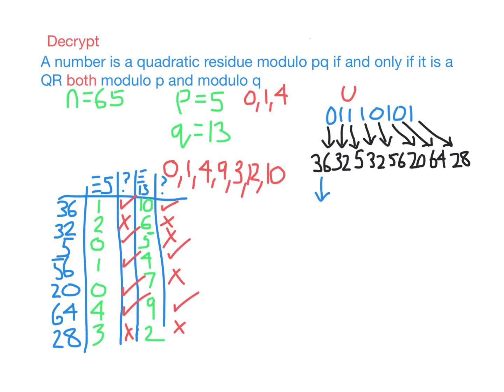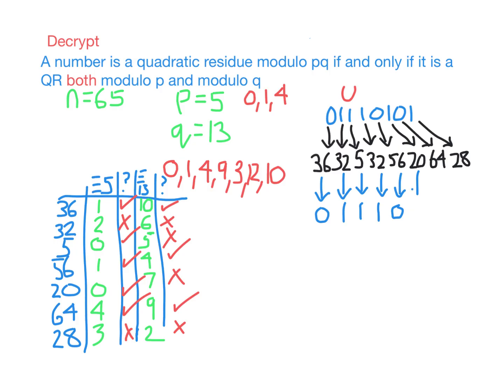So this 36 will be mapped back to 0. 32, we see, because it's not a quadratic residue modulo 5 or 13, it will not be a quadratic residue modulo 65. So 32 is a non-residue, it gets mapped back to 1. 5, on the other hand, wasn't a residue mod 13, so it won't be modulo 65, so it gets mapped back to 1. We already did 32, it's a non-residue. Non-residues get mapped back to 1, residues get mapped back to 0. 56 was a residue in both, so it gets mapped to 0.